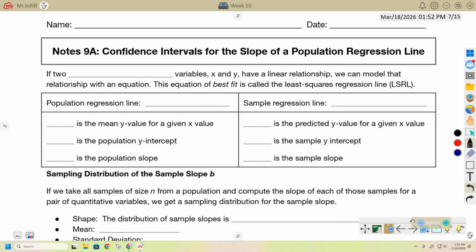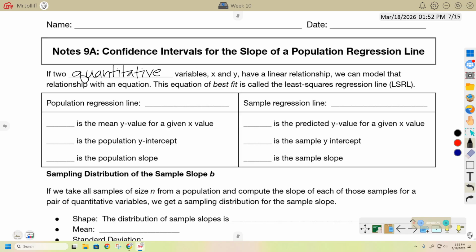Okay, so today we are talking about bivariate quantitative data. What does bivariate mean? Two variables. Very good. Bi means two. Bivariate is two variable quantitative.